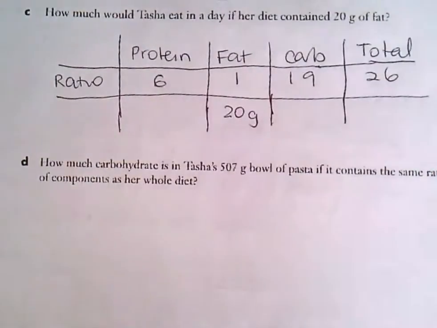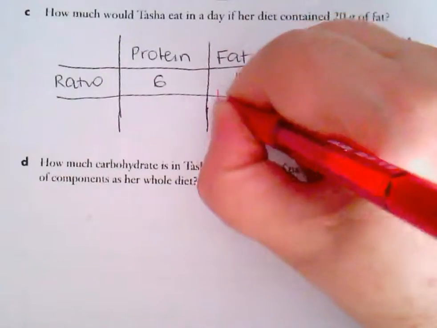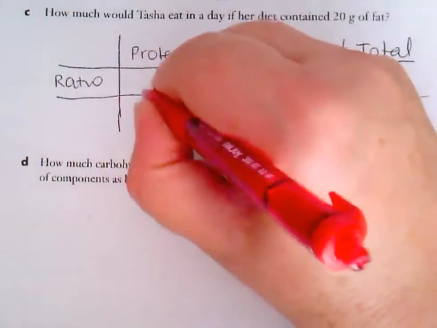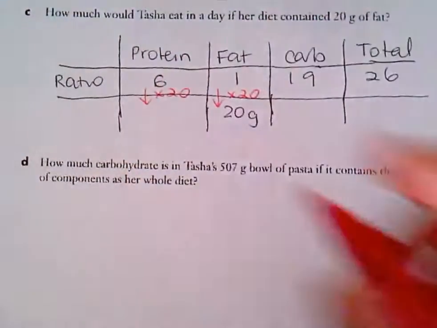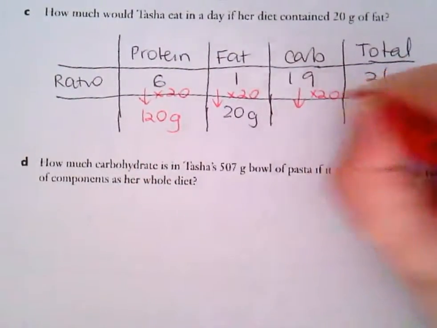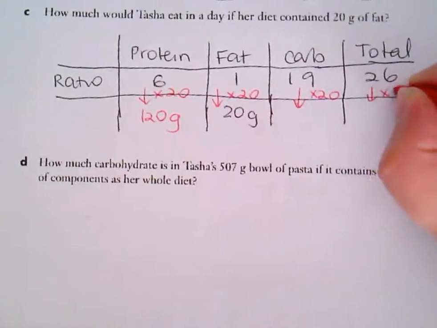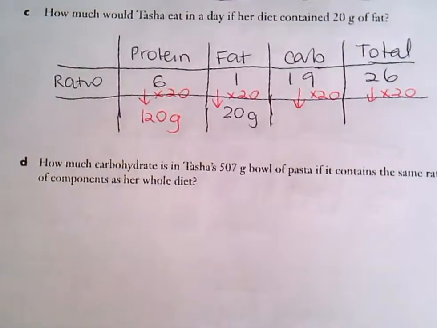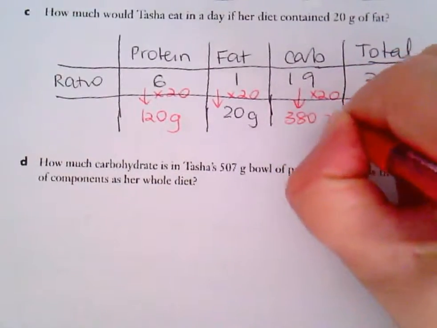If you want, you can just work out the total. How do we go from 1 to 20? We times by 20. So all the rest get multiplied by 20. So 6 times 20 would be 120 grams. I don't need to do all these. I actually only need to do the total column, 26 times 20, but I'm just doing them all to show you. So 19 times 20 is 380, so you wouldn't have to do them all.